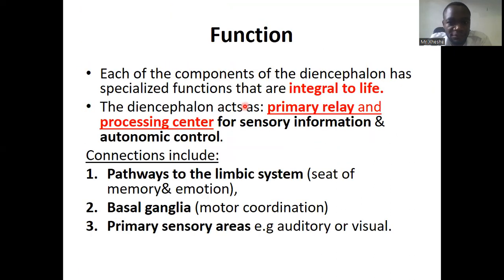So what is a function? So each component of the diencephalon has a specialized function. Now, this part of the brain is integral, or is essential for life. All right, we need to know what is happening in the body, and we need to respond to that. Okay, but in all, the diencephalon simply acts as a relay and does some bit of processing, but mainly processing of information happens with the telencephalon or the cerebrum itself.